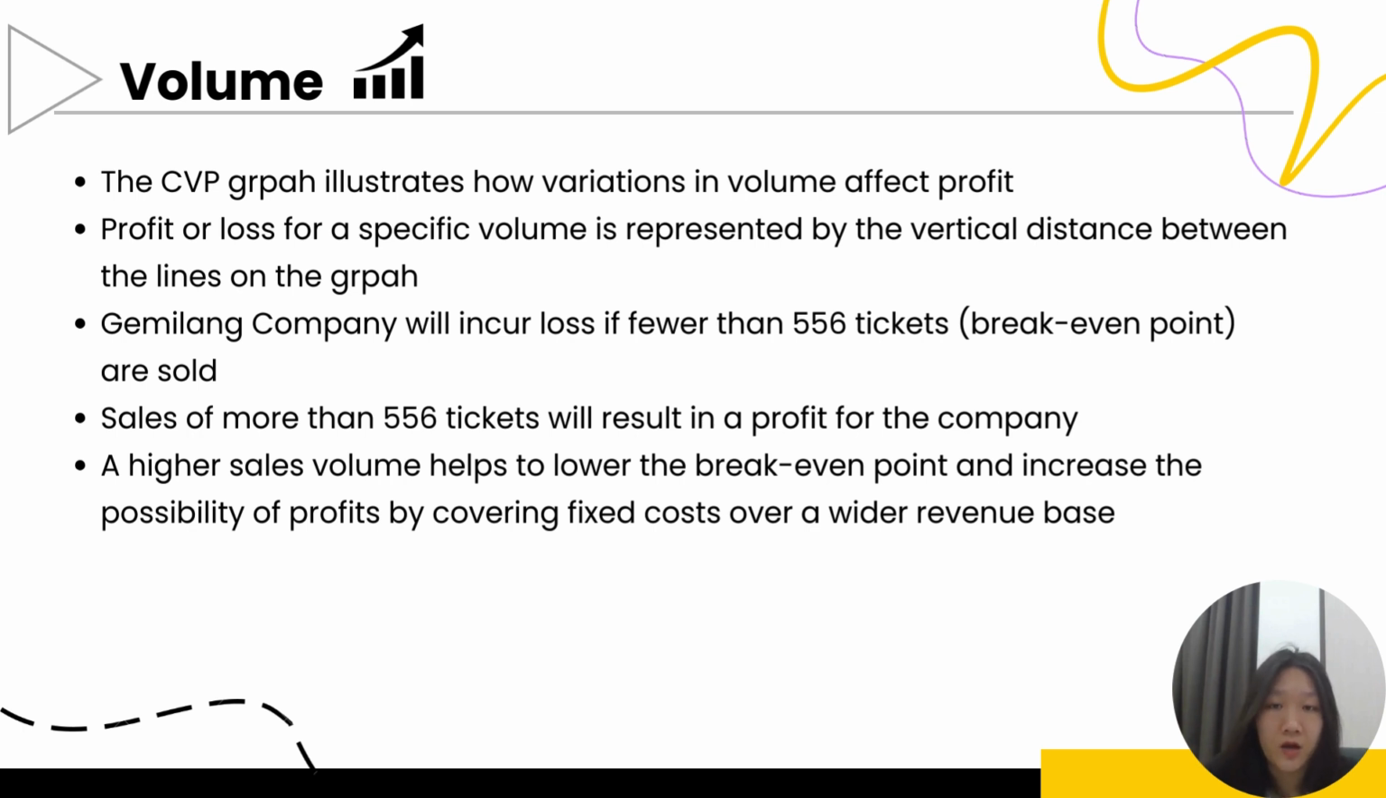The CVP graph illustrates how variation in volume affects profit. The profit or loss for a specific sales volume is represented by the vertical distance between the lines on the graph. Gemilang Company will incur a loss if fewer than 556 tickets, which is the break-even point, are sold for the 5-day course. The loss grows in size when fewer tickets are sold. Sales of more than 556 tickets for the 5-day course will result in a profit for the company. Therefore, a higher sales volume helps to lower the break-even point and increase the possibility of profits by covering fixed costs over a wider revenue base. On the other hand, lower sales volume raises the break-even point, which makes it harder to pay fixed costs and may result in loss. That's all from me, and I'll pass it to the next presenter.